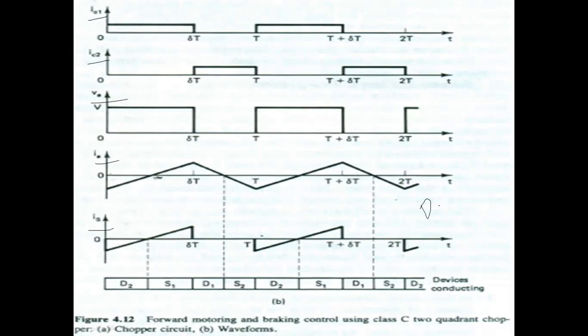From 0 to delta T, one switch will be on. After that, there will be some delay time, about 2 to 10 milliseconds. After that delay, from delta T to T, the other switch S2 is on. I am not showing this 2 to 10 milliseconds delay in the waveforms; S2 is shown on just after delta T.